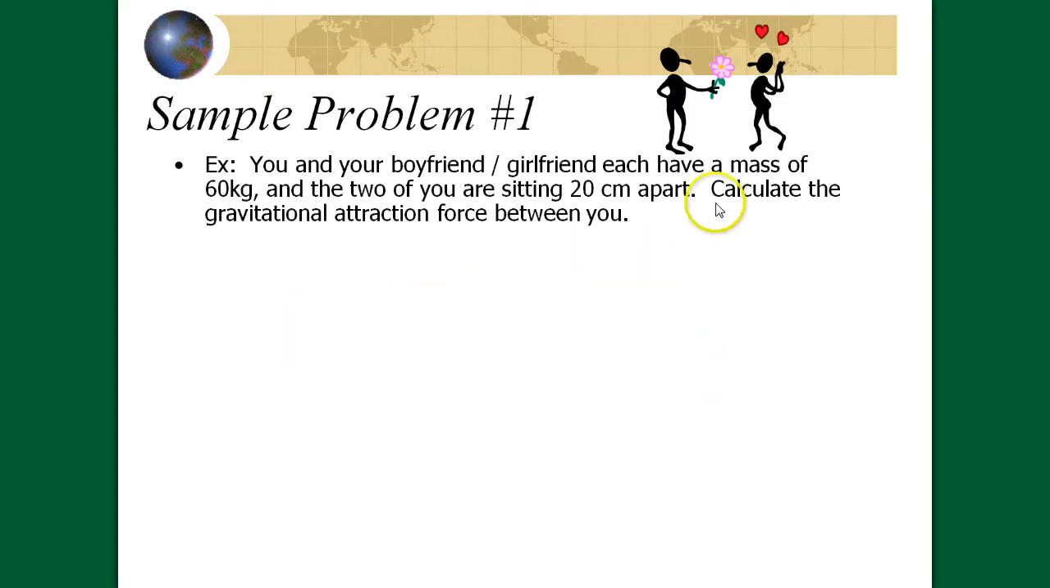Alright, so here's you and your girlfriend or boyfriend. You're both sitting by each other. You love each other. You each have a mass of 60 kilograms. You're sitting about 20 centimeters apart. And I know that's probably a lot farther than most of you actually sit with your boyfriend or girlfriend. But we can talk about that later. I want you to calculate the gravitational attraction force between the two of you. So there's not only an emotional attraction, there's a gravitational attraction.